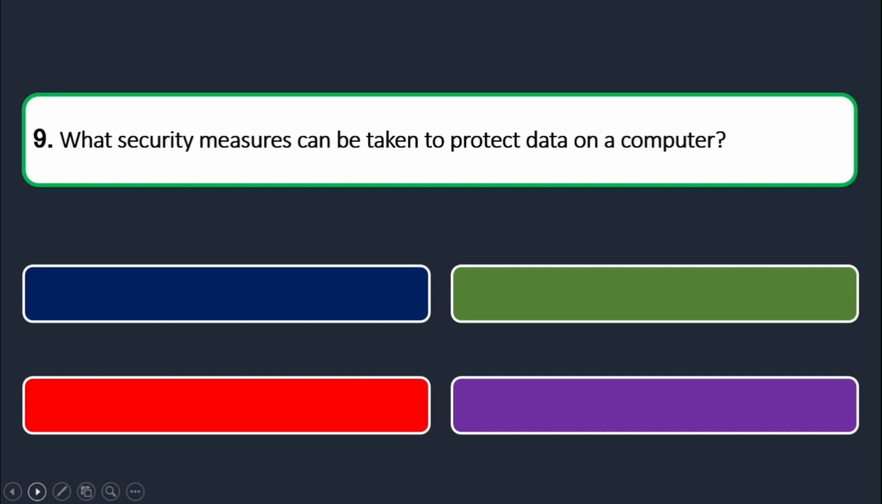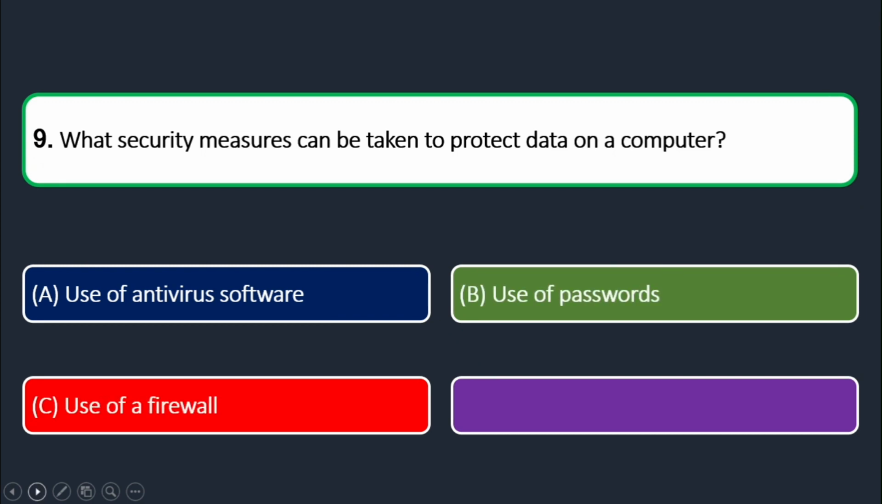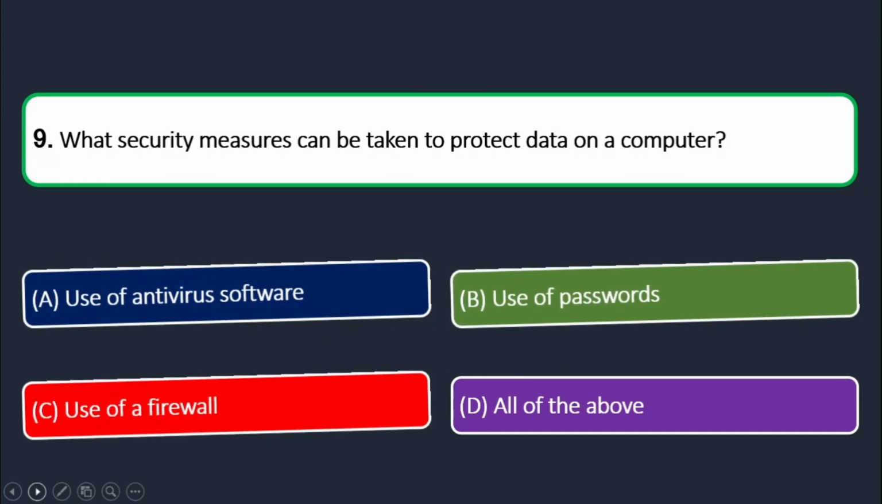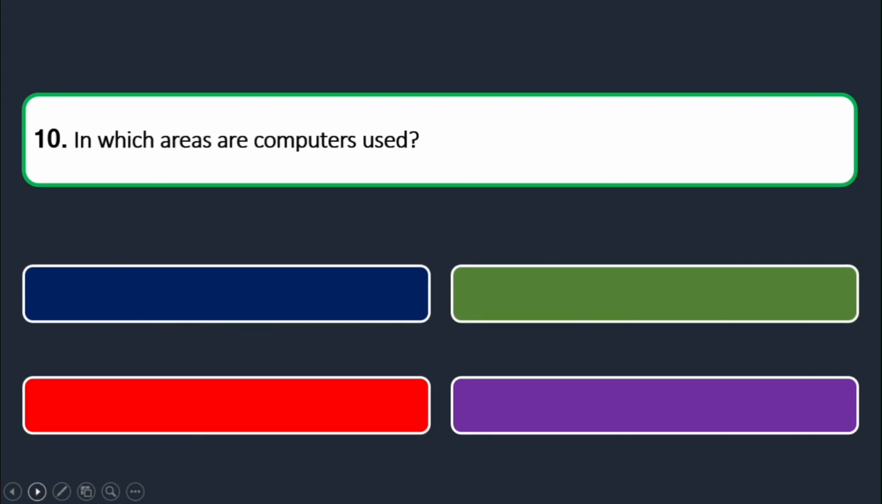Ninth question. What security measures can be taken to protect data on a computer? Your options are A. Use of antivirus software, B. Use of passwords, C. Use of a firewall, D. All of the above. The correct answer is D. All of the above.